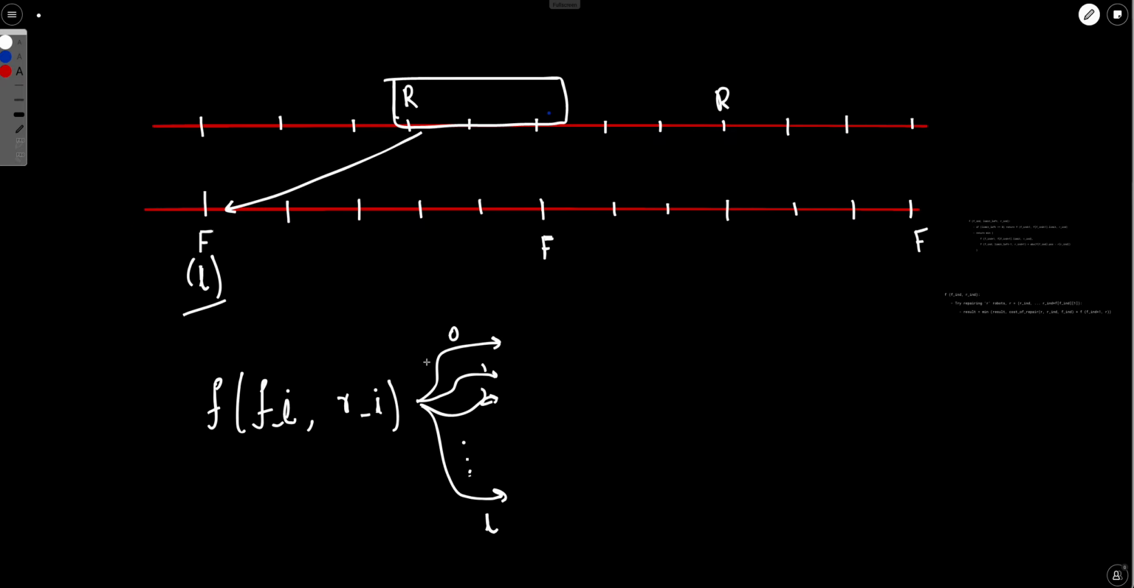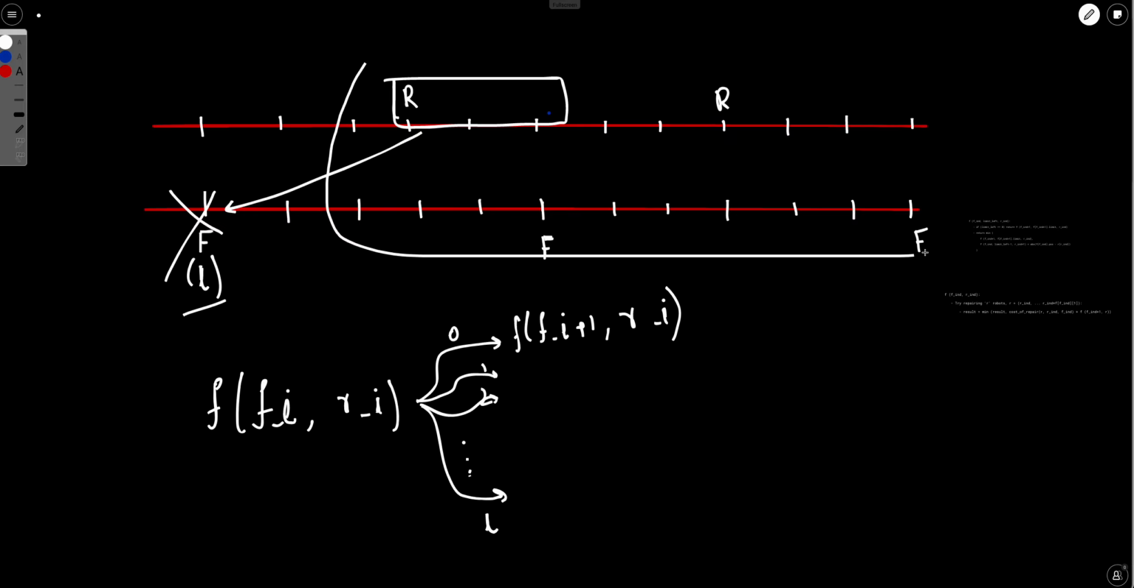What exactly will you be trying? You will be trying out each of these possible combinations. What do we mean by taking 0 robots? We will say that we will not assign anything to this factory. So we will go ahead with the next factory, which is Fi plus 1, and we'll start with this robot itself. In a way, we have removed this factory from our question altogether, and we are saying that this is the new problem.